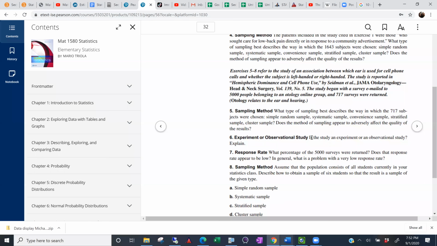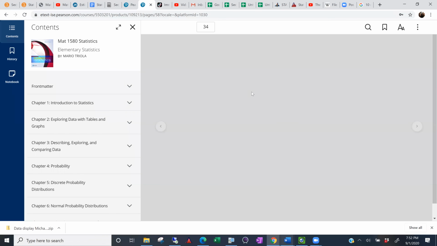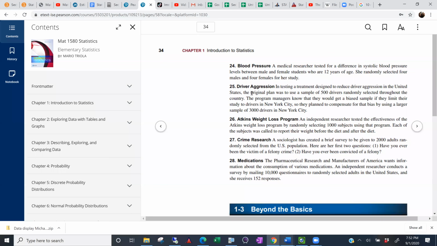And from here, we'll jump up to problems 24 and 26. So I'm thinking I might need to jump up 2 pages. We'll just take a chance at that. Jump up to page 34. Perfect.